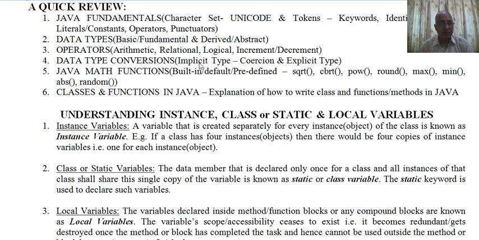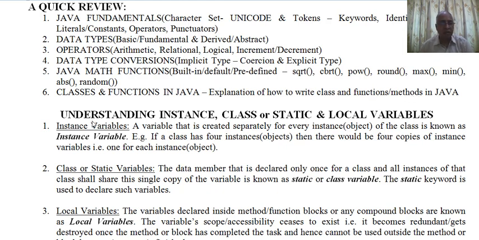Then data type conversions: implicit type, which is also known as promotion, and explicit type conversions. Then we discussed mathematical functions, which are called Java math functions, which are built-in, default or predefined functions like sqrt, cbrt, pow, round, max, min, abs and random functions. We did some practicals also on these functions, which I confirmed and tested on the computer and gave you the results. Then we discussed the classes and functions in Java, how to write class and function methods in Java.